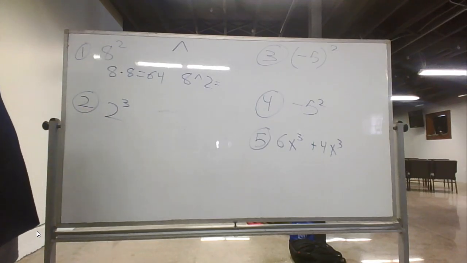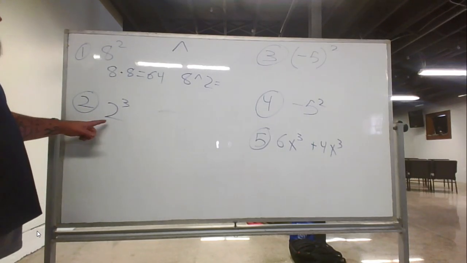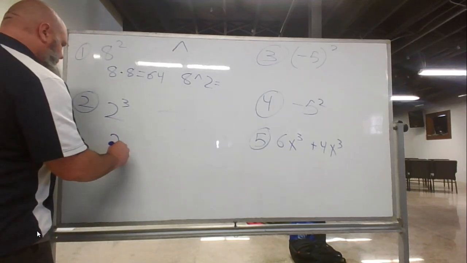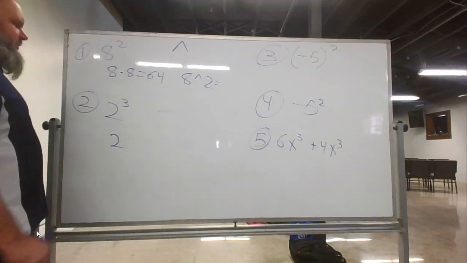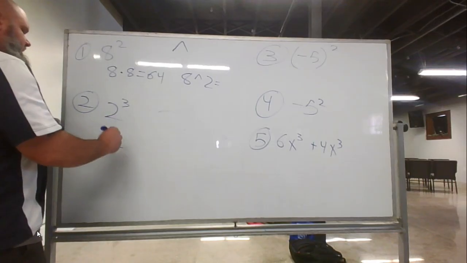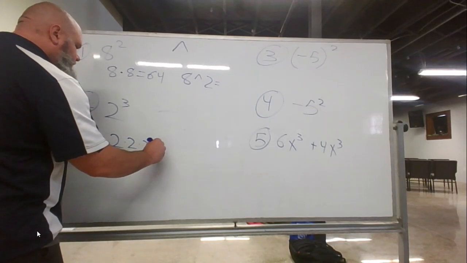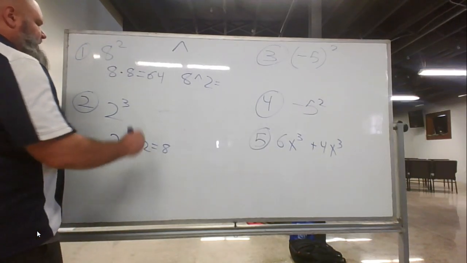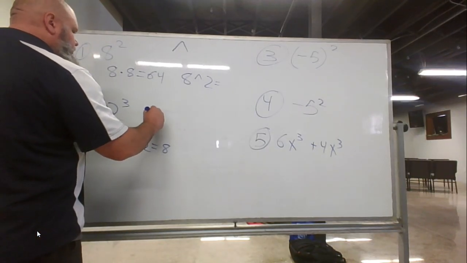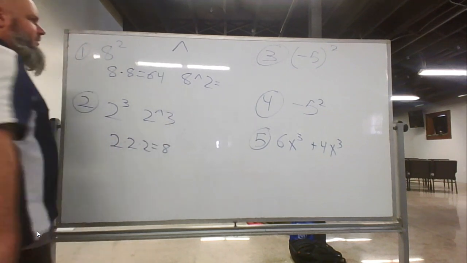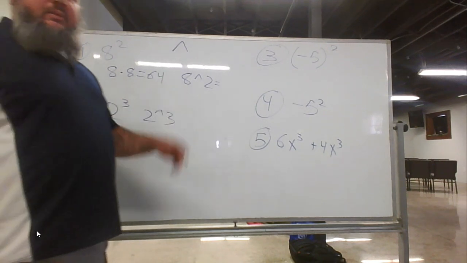Let's look at number 2. This is 2 raised to the third power. So my base, again, is 2. And how many times am I going to multiply 2 by itself? The exponent tells me 3 times. 2 times 2 times 2, and that's 8. Again, 2 caret 3.